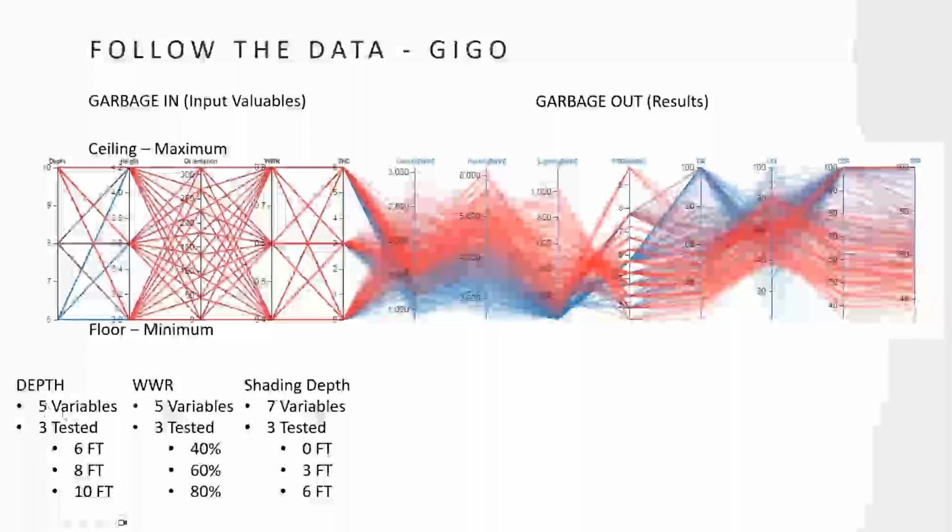And so based off of data, there are 5 variables here, but we're only testing 3 for our depth. And for our window to wall ratio, there are 5 variables, and we're only testing 3. Shading depth, 7 variables, we're only testing 3. But look how many results. Each of these threads out here is one simulation. Look how many results that gives us just for looking at a handful of variations. The real culprit for why we have an astronomical amount right now is the orientation. That's making our number of simulations grow exponentially.